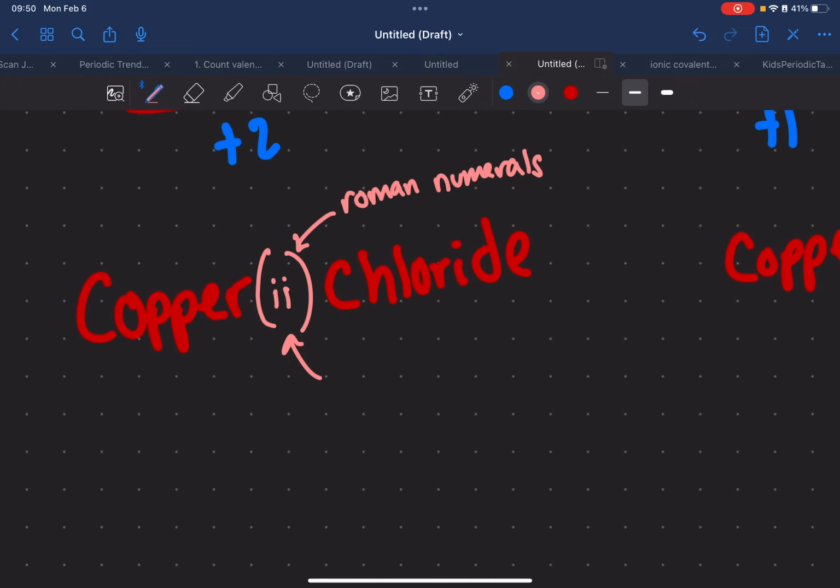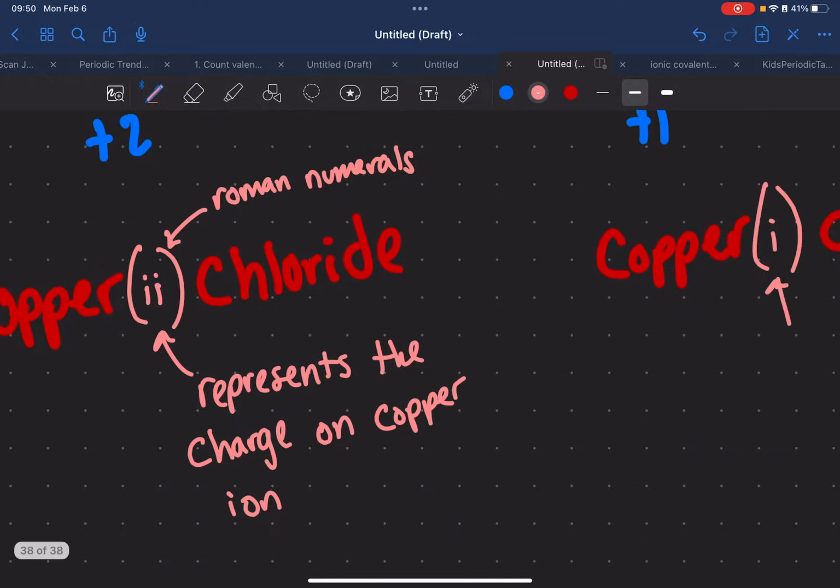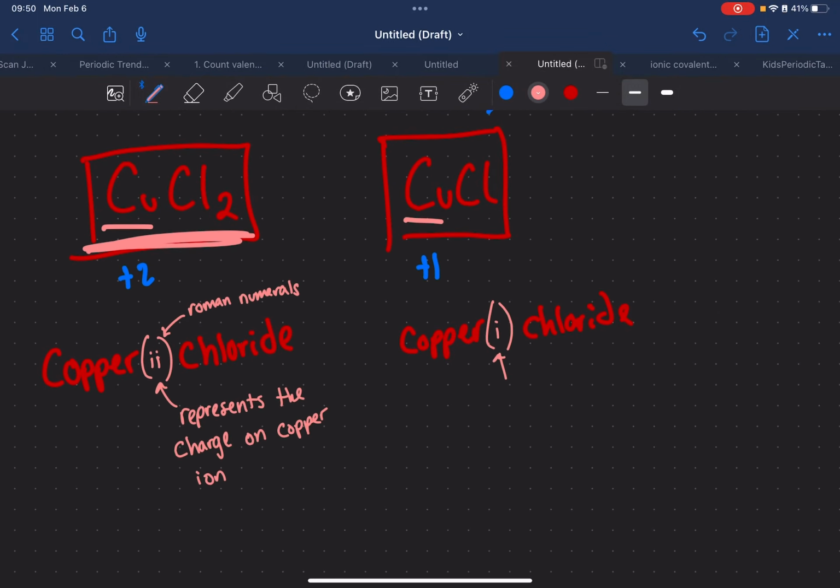You do need to know, and I want you to write this down, that 2 represents the charge on the copper ion, because you have a positive 2 charge. And this I over here represents the charge on the copper ion as well.